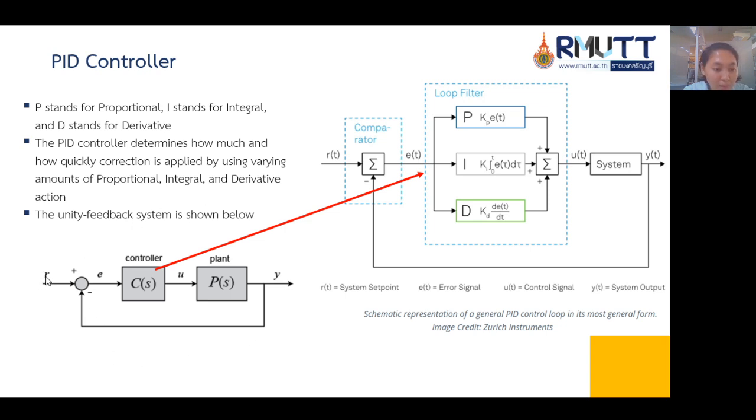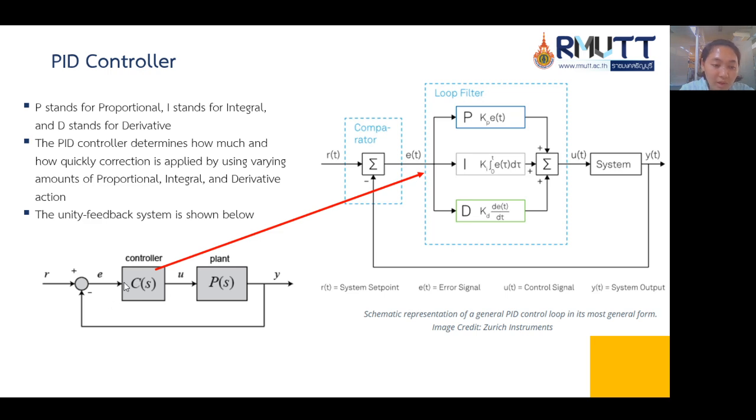This is the input with symbol R, and then this is the comparator, the comparison of the feedback with the input, and then this is the error signal with the symbol E, and this is the controller with the symbol C in the S domain or Laplace domain, and then this is U, the output of the controller, and then this is the plant P in the S Laplace domain, and this is Y, the output, and this is the feedback.